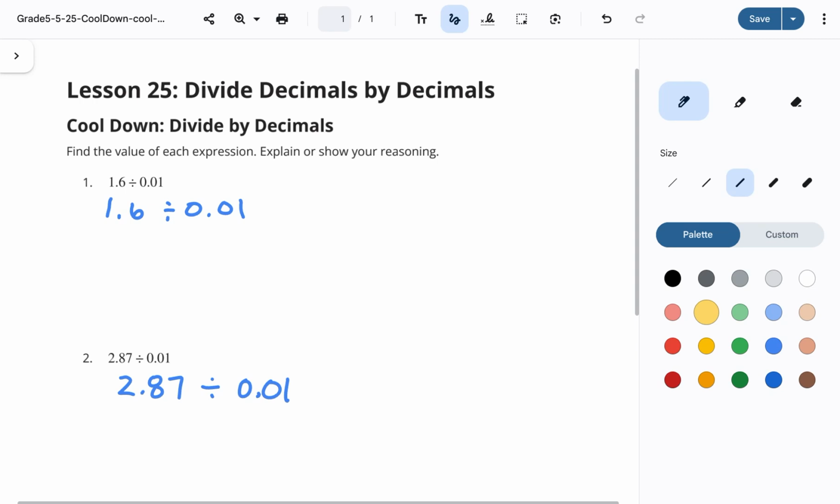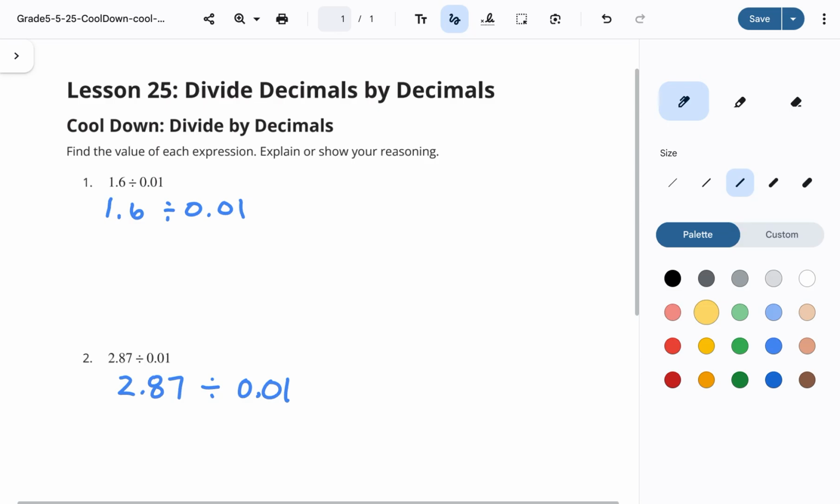Good morning, mathematicians. This is Lesson 25, our last lesson cool down from our Unit 5, where we're thinking about dividing decimals by decimals, right? So our job for number 1 and 2 is to find the value of the expression, which just means get to the answer. And then, of course, we are going to explain or show our reasoning.